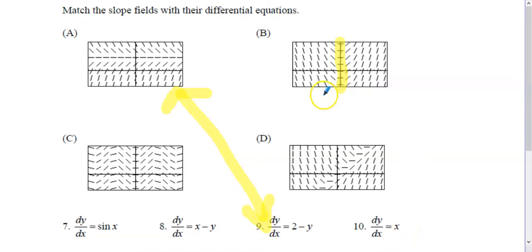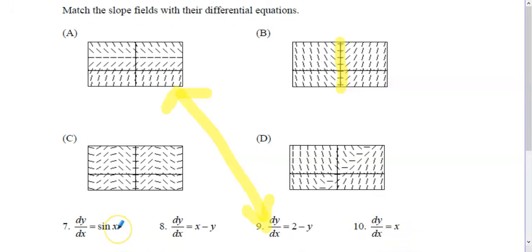Let's look at a little bit more information, since this one was a little bit more of a narrowing down process than that first one was. Look at all these slopes over here. It looks like if x is negative, my slope has to be negative. All of these slope segments here are negatively sloped. This has that property. If x is negative, the value of this derivative is clearly negative.